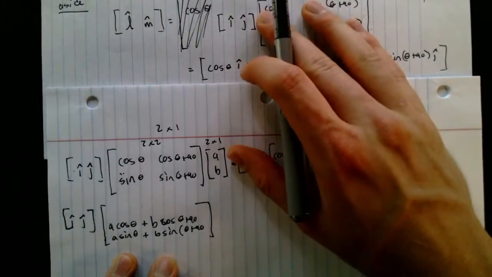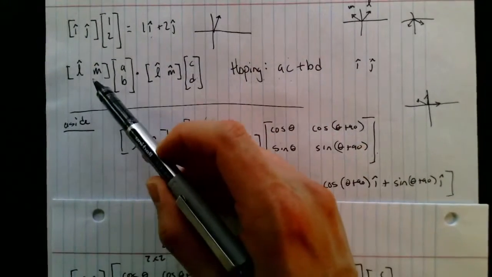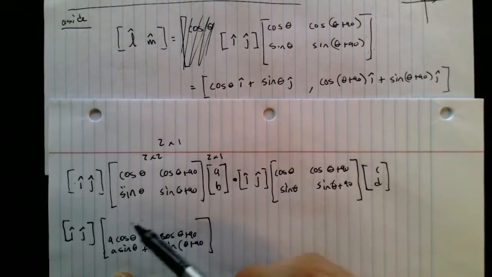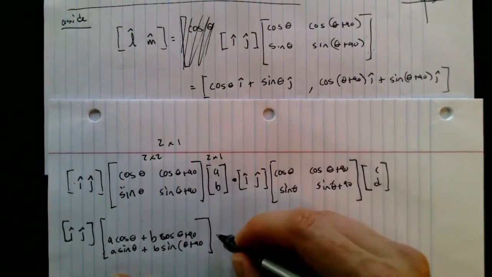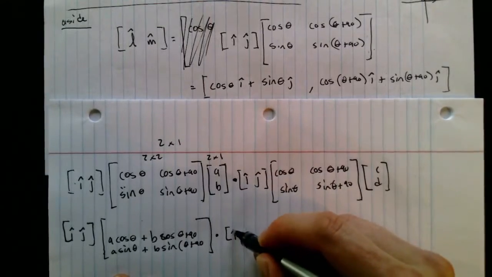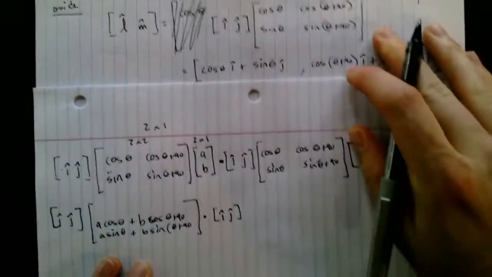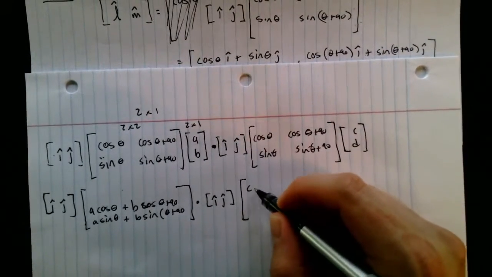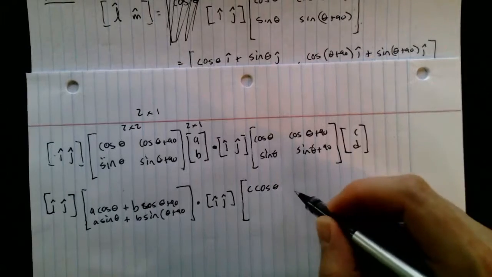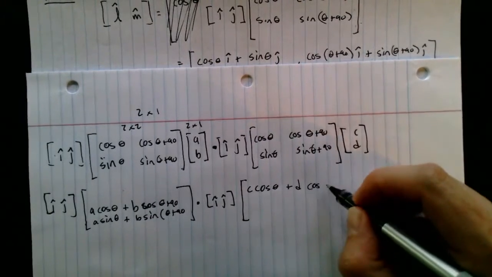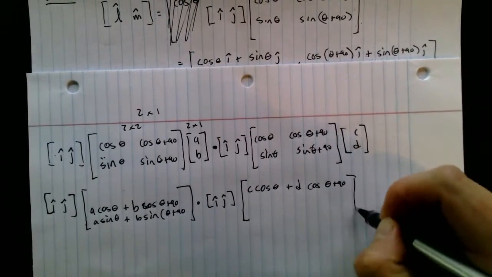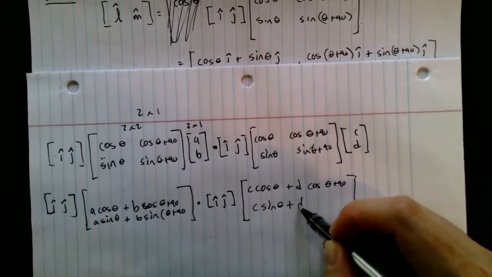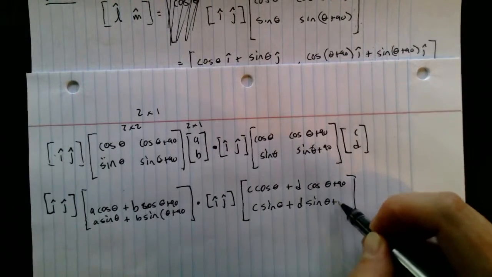It makes sense at least because when we looked up here, we had L and M times the 2 by 1 matrix. And down here, we have I and J times the 2 by 1 matrix, right? And so now we're going to multiply it by I, J. And then we're going to have C cosine of theta plus D cosine of theta plus 90. And then C sine theta plus D sine theta plus 90.